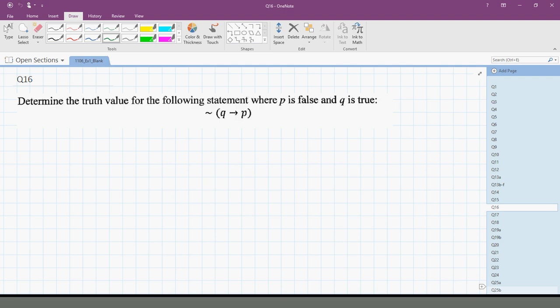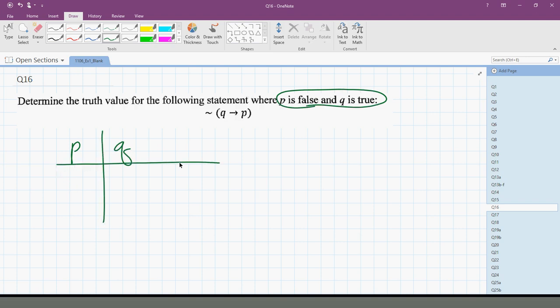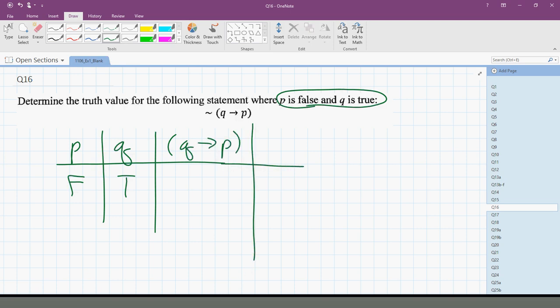So again, we're going to do a truth table, but the cool part about this truth table is we don't have to work half as hard because they want us to look at one case only: what happens when P is false and Q is true? Well, let's start talking about the conditional. The antecedent is Q and it's true, but the consequent is false, but then there's a negation sign. The one before your arrow is what we call the antecedent, and the one after your arrow is what we call the consequent.